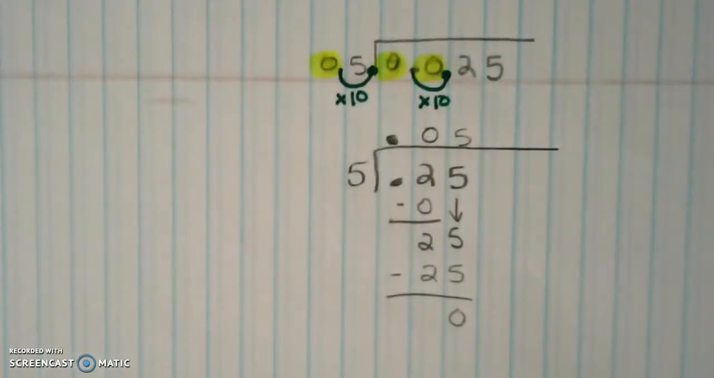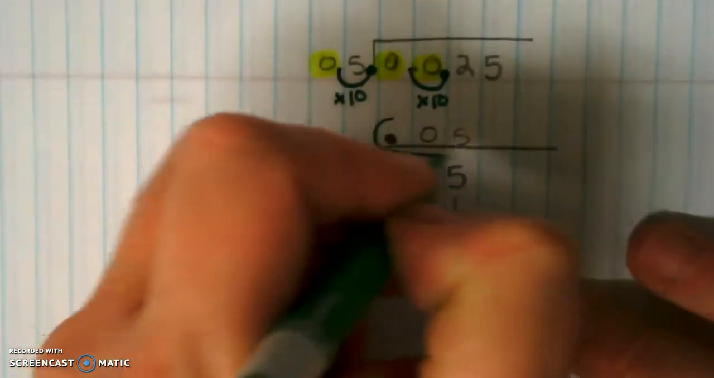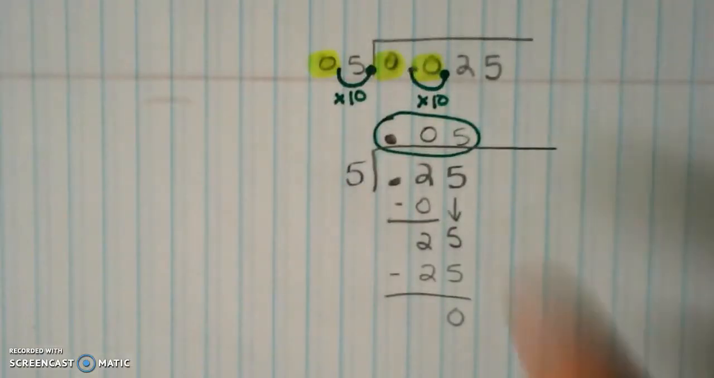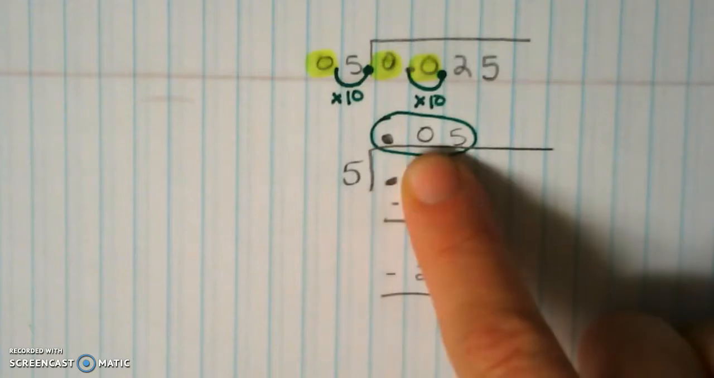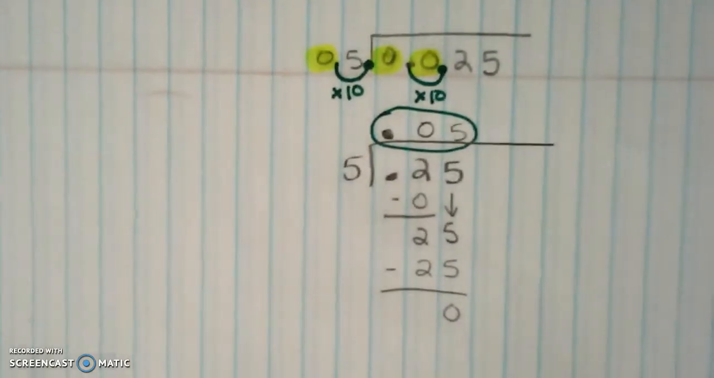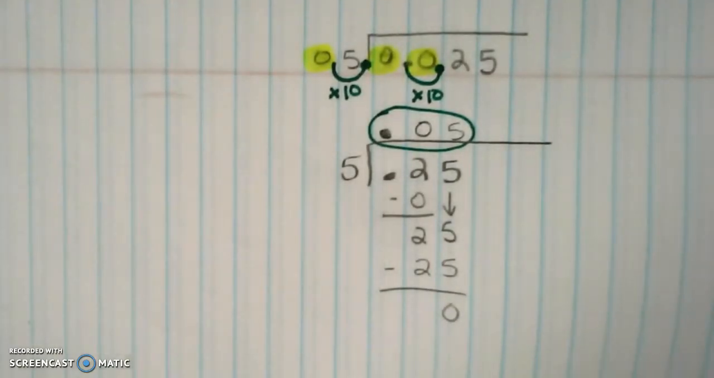So the quotient to that problem is right here. 5 hundredths, which just basically means 25 hundredths divided by 5 is 5 hundredths. And that quotient's smaller than 1, and that's okay. You can have a quotient that's smaller than 1.